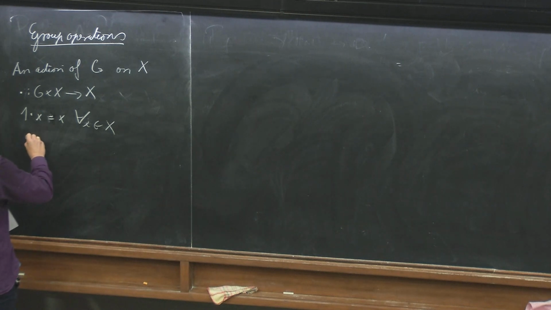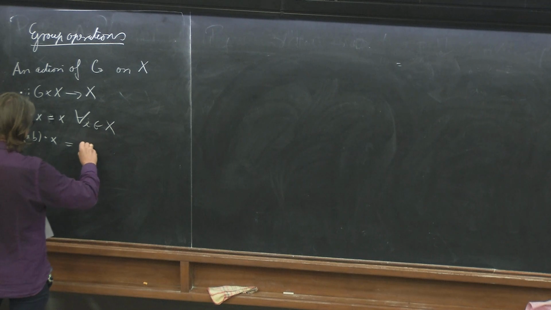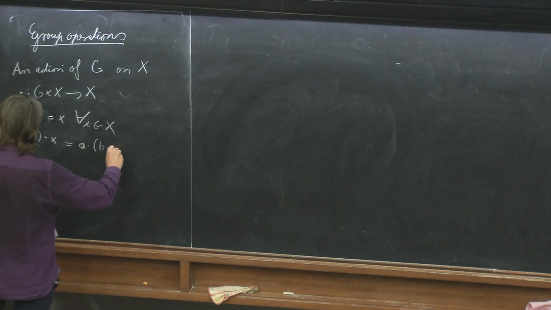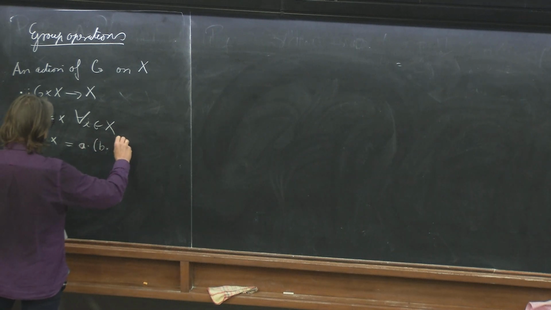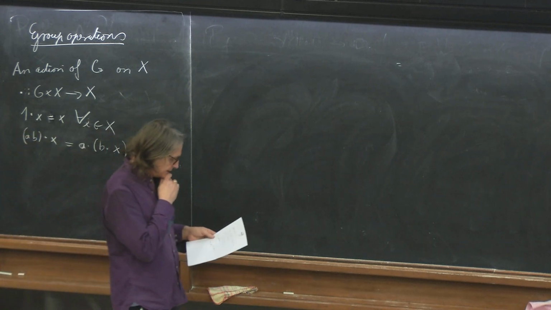So if I take the product A times B in the group applied to X, then I get A times B times X. So that's very simple, but somehow one of the main things that one does using groups is study group operations. One also studies them to understand groups.